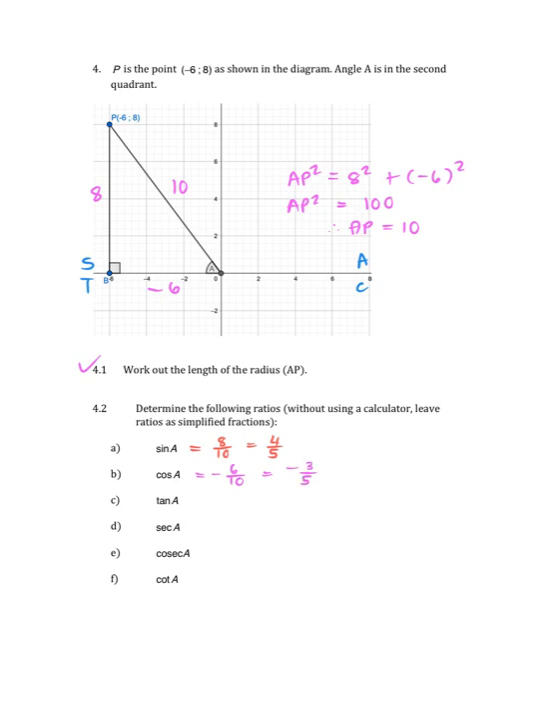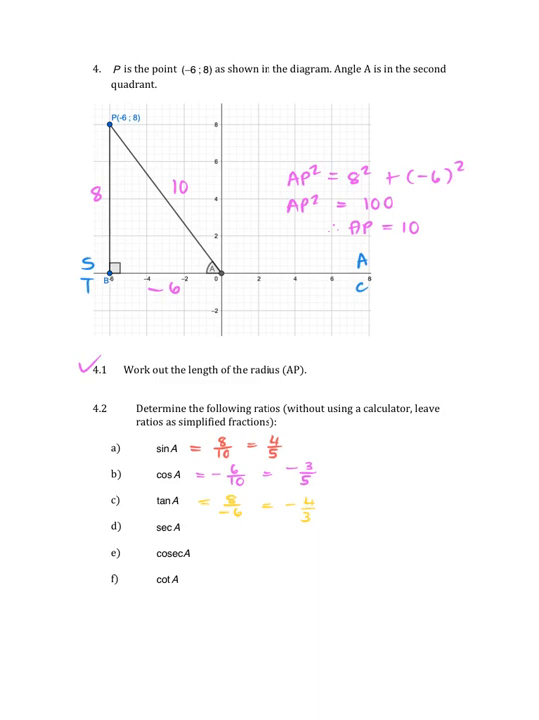Tan of A, that's y over x, opposite over adjacent. So y over x is 8 over negative 6, which simplifies to negative 4 over 3. So what I said earlier checks out. Your ratio for sine is positive, whilst cos and tan are negative. And that's what we're expecting to happen in quadrant 2.